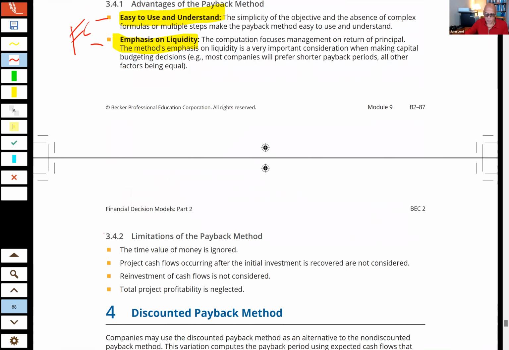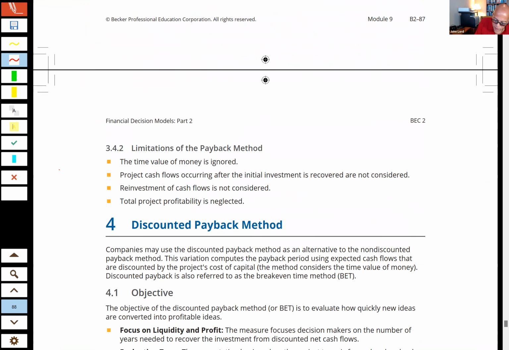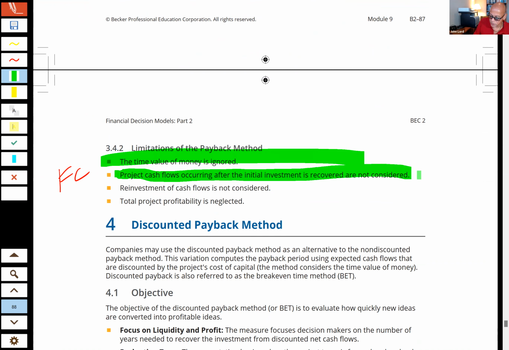And then you come over to limitations, and you can see that it ignores the time value of money. Project cash flows occurring after the initial investment are not considered. Reinvestment of the cash flows as you get them is not considered, and total project profitability is neglected. We're just looking to see when we are going to recover the investment, and it's not looking at any time past that.